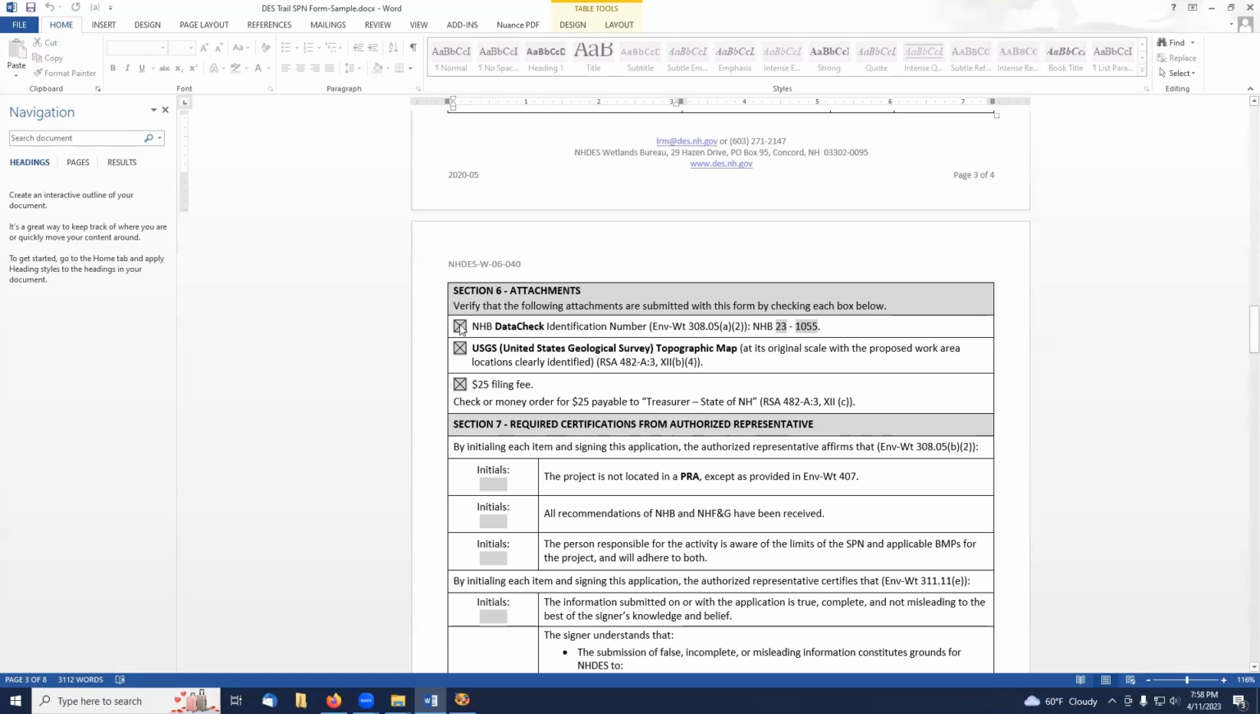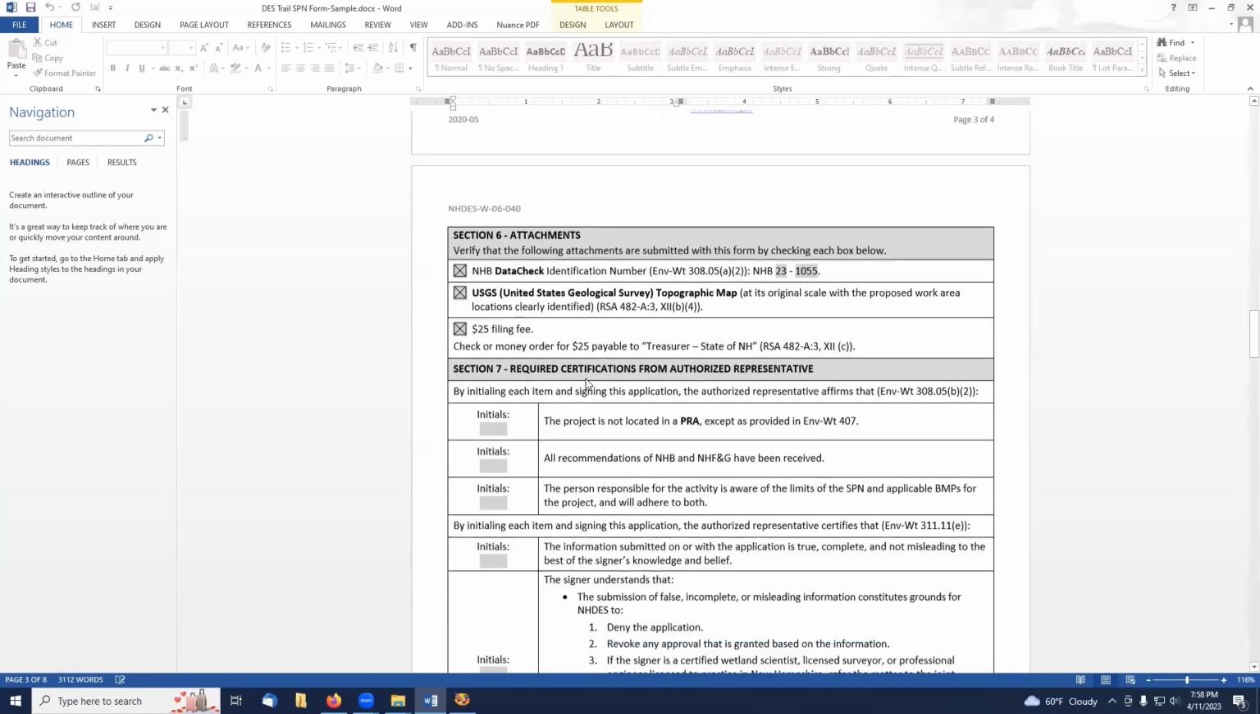And then this is where our other stuff comes in. So section 6, attachments, we have to attach a copy of our NHB data check form, and we need to put the number in here, 231055. And then the USGS survey map we created in Granite View, we've got to attach that. And then we've got to give them a $25 check payable to the Treasurer, State of New Hampshire. So they want you to check these boxes off to make sure you include this stuff.